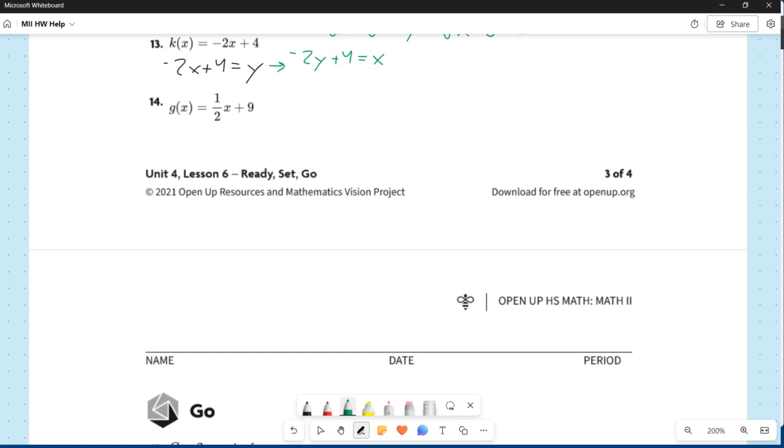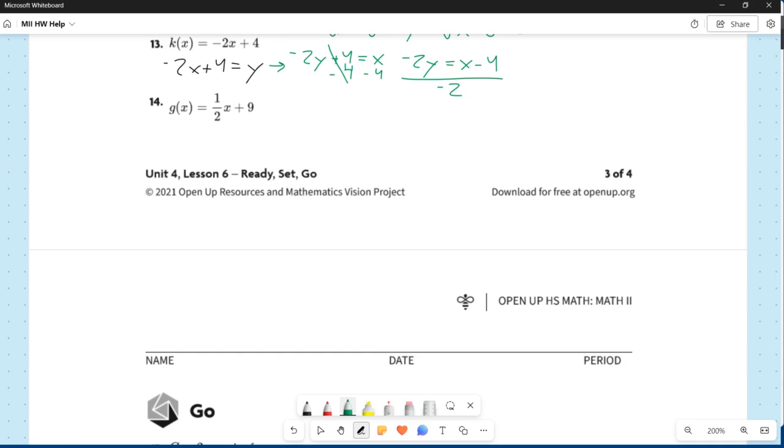Now we want to get y by itself, so I have to deal with the negative 2 and I have to deal with the plus 4. The first thing I want to deal with is the plus 4, so the inverse of addition is subtraction. So my 4's cancel on the left, leaving me with negative 2y on the left, and on the right we have x minus 4. The negative 2 is being multiplied to the y. The inverse of multiplication is division, so that means I want to divide everything, the left and the right, by negative 2.